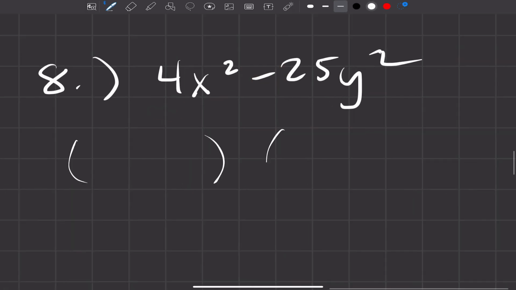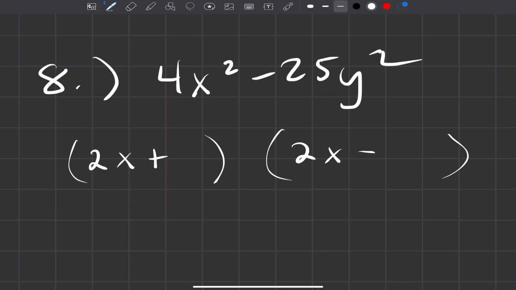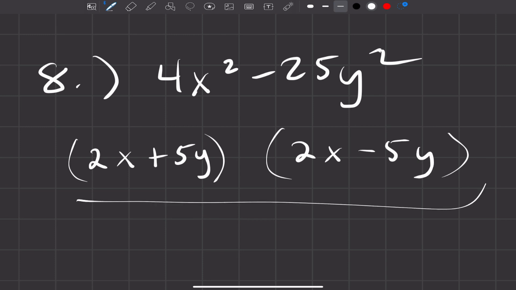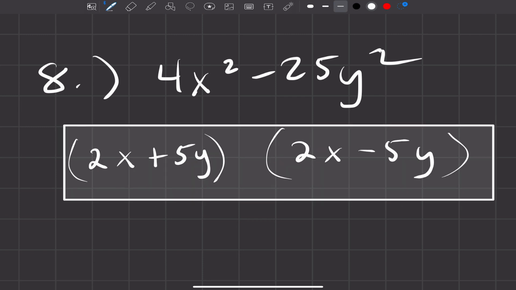So draw your parentheses. You're going to say, what times what is 4? 2 times 2 is 4. What times what is x squared? x times x is x squared. What times what is that negative sign? Plus, minus will give you that negative sign. What times what is 25? 5 times 5 is 25. What times what is y squared? y times y is y squared. And this is your answer.